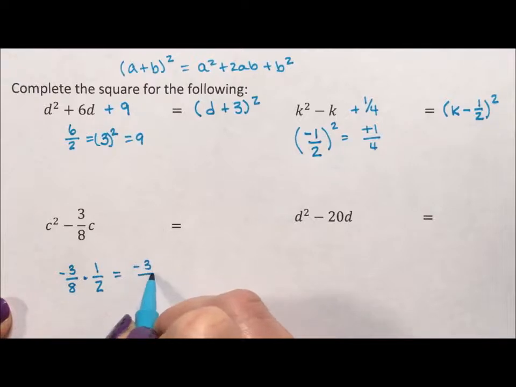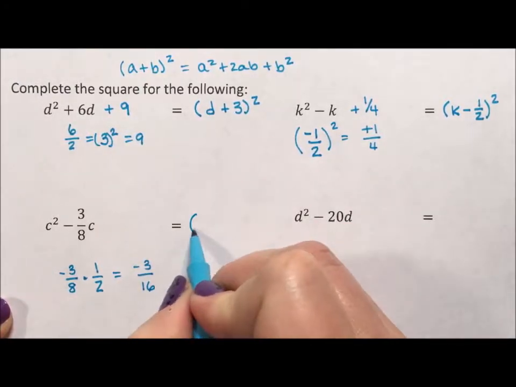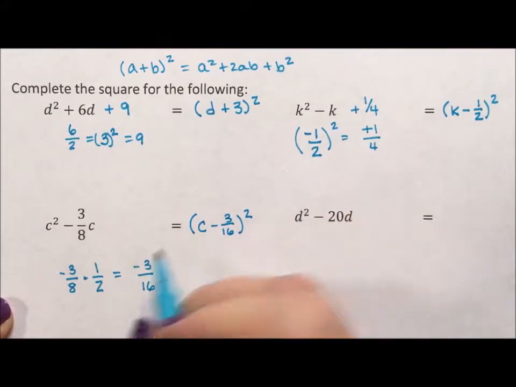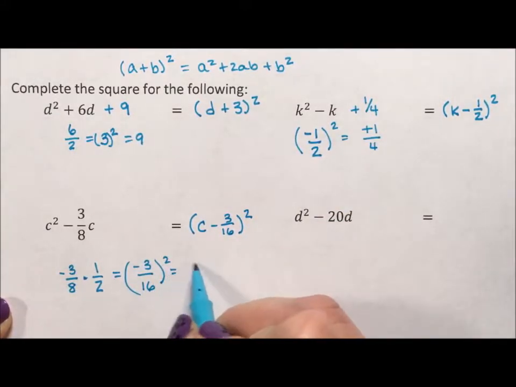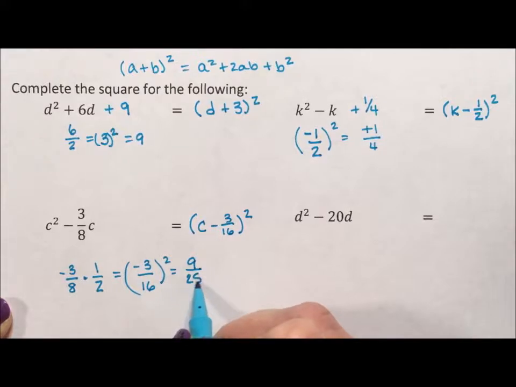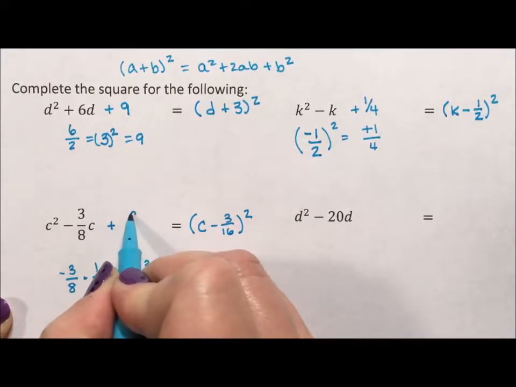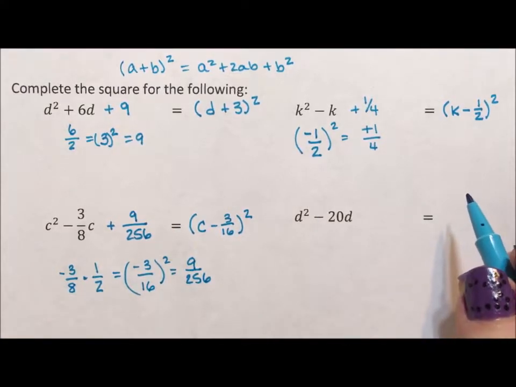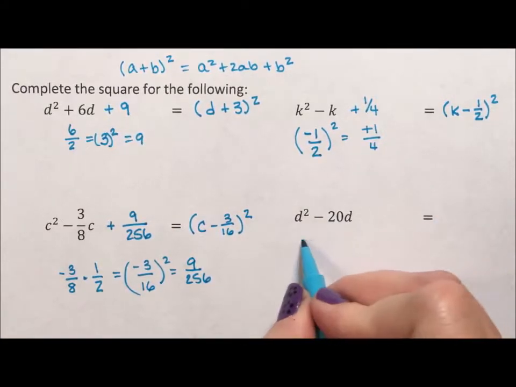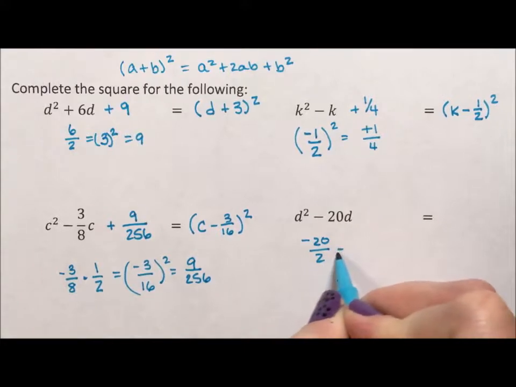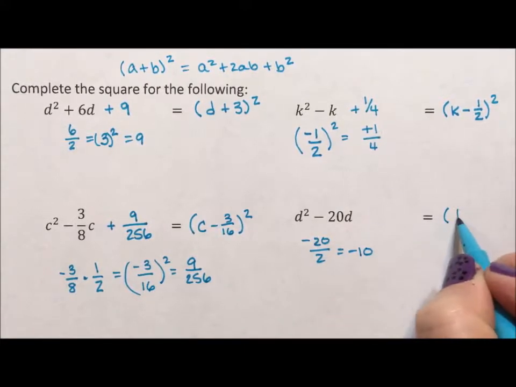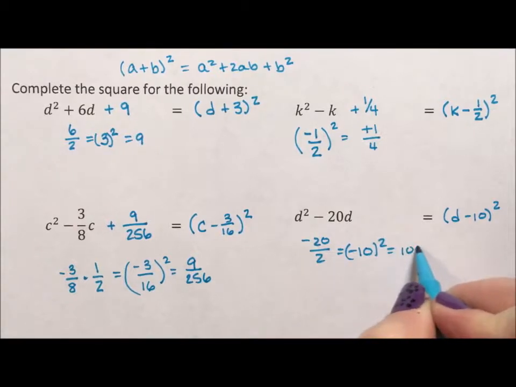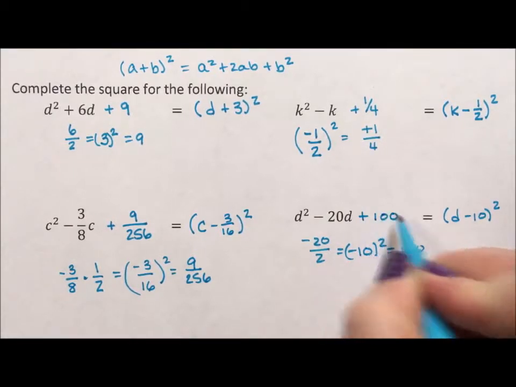So I have negative 3/16 here. So my parentheses are (c minus 3/16) squared. And when I square this, I get 9/256. So I put that here. All right, and for my last one, I have my negative 20. I divide it in half to get negative 10. That's what's going into the parentheses. Then I square this to get 100, and that's what I put here.